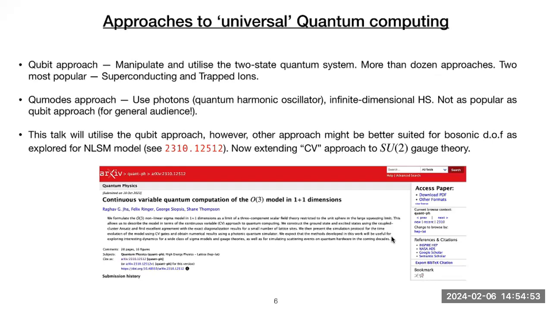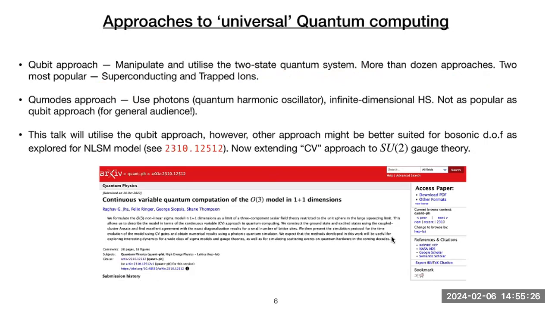There are two approaches primarily. There might be others, I don't know, but two are more interesting. One is the qubit-based approach, and that is what this talk is going to be about. The qubit-based approach says that universal quantum computing can be achieved if we just utilize and manipulate a two-state quantum system. There are more than 24 approaches to make that two-state quantum system. The two most popular are superconducting qubits and trapped ions.